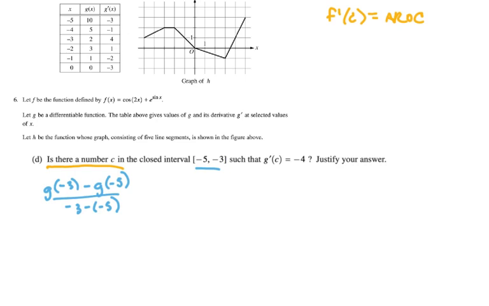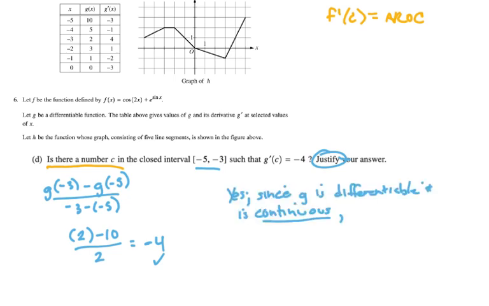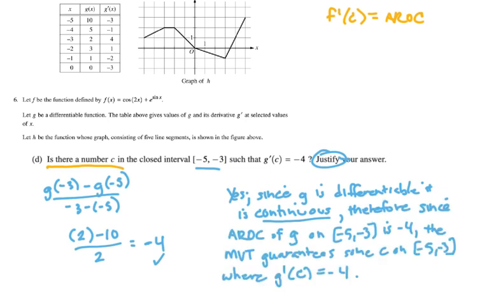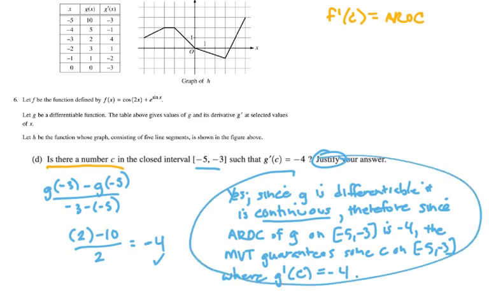Okay, you're going to plug stuff in from the table. You're going to have 2 minus 10 all over positive 2. So that's negative 8 over 2, which is negative 4. Oh, yay, we can use the MVT. So now we're just going to justify by wording that correctly. Not going to forget the prereq here, which is showing that g is continuous, and we can justify that because they gave us that it was differentiable. Okay, now we get to the MVT guarantees. It's going to be words to this effect. Okay, that's number 6.